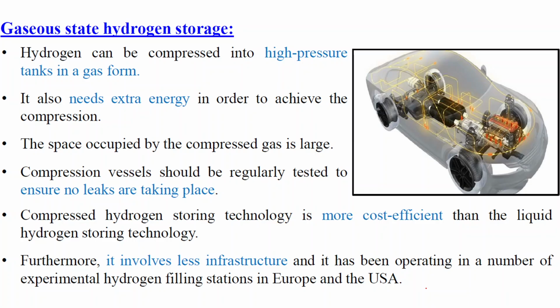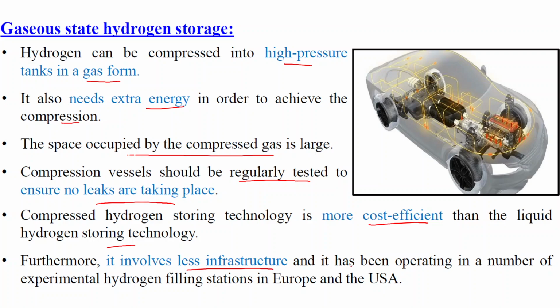Now, gaseous state hydrogen storage. Hydrogen can be compressed into high pressure tanks in gas form. It also needs extra energy in order to achieve the compression. The space occupied by the compressed gas is large. Even after compression, a lot of space is still required to store this compressed gas, and the compression vessels should be regularly tested to ensure no leaks are taking place. Okay, compressed hydrogen storage technology is more cost efficient than liquid. Liquid storage is costly, whereas compressing hydrogen is still less costly compared to liquid storage. Okay.